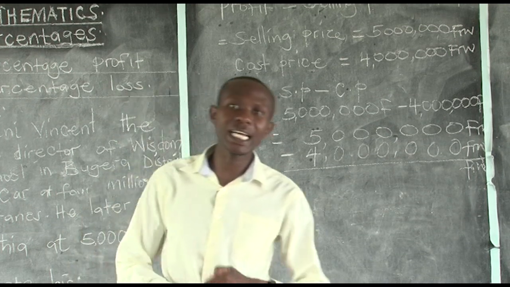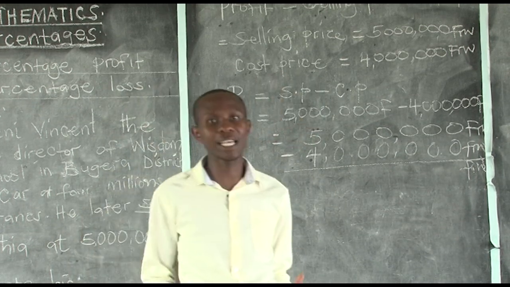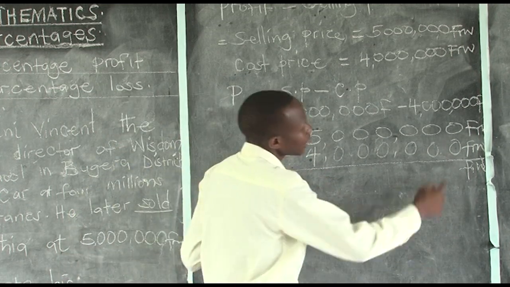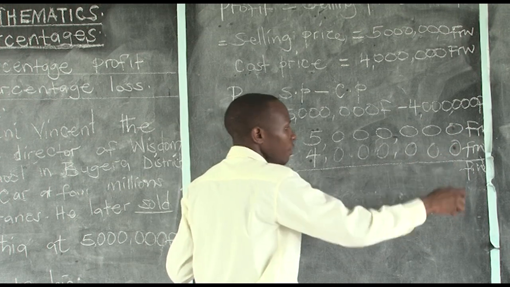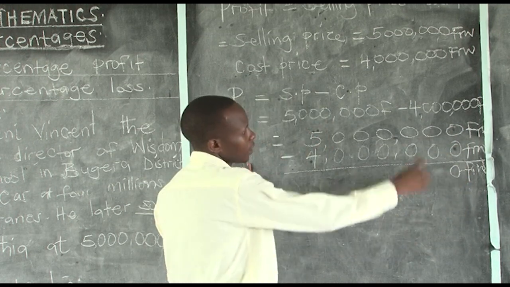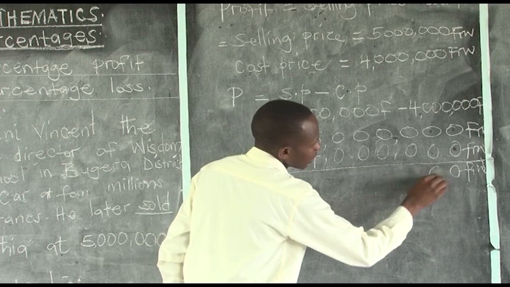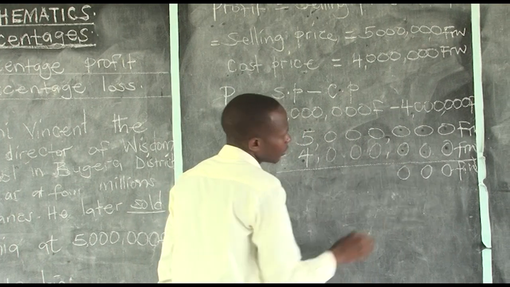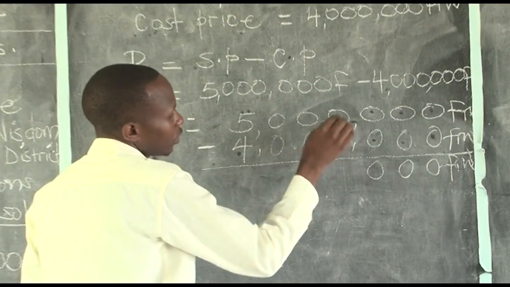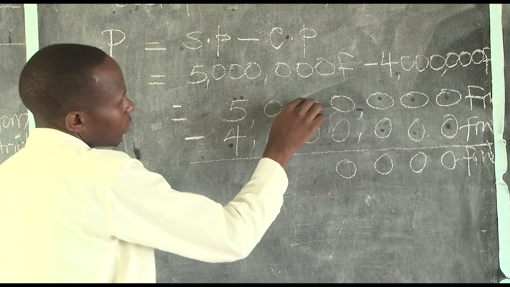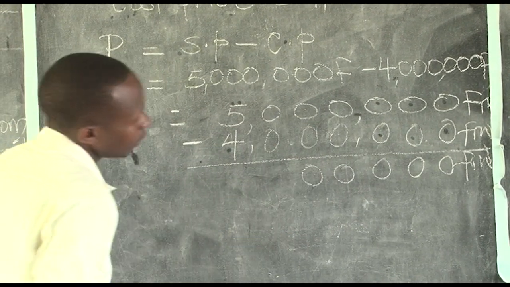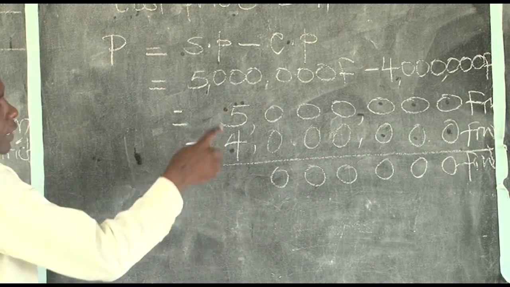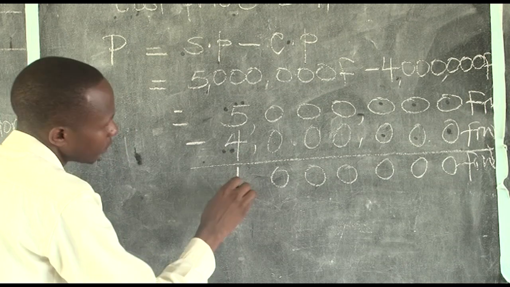After putting our units as francs, what is the next step? The next step, we are now taking away everything, or we are subtracting. We shall come here and say, 0 take away 0, it will give us 0. 0 take away 0, it will give us 0, and so on for each zero. Then we have 5 take away 4, it will give us 1.